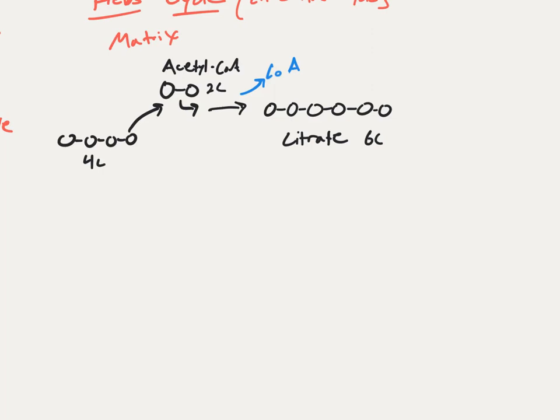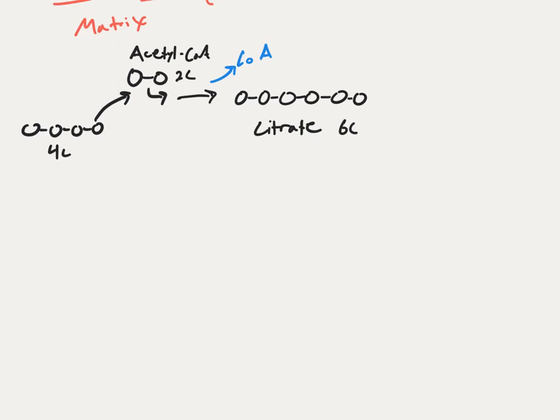This citrate is going to be converted to another 6-carbon molecule called isocitrate. During this conversion, some water comes in and some water comes out.